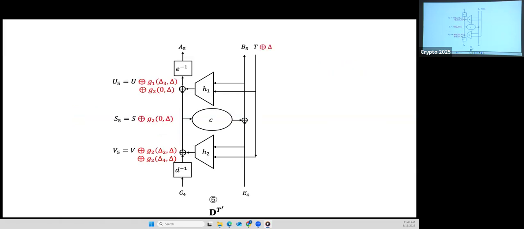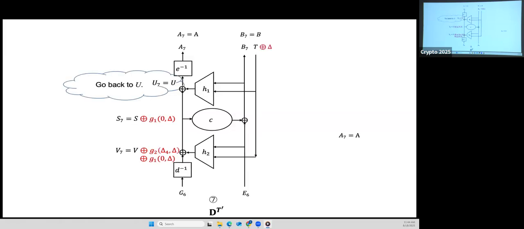The fifth query. The sixth query, encryption. And in the seventh query, the magic happens. We observe that U7 maps back to U. So A is recovered.